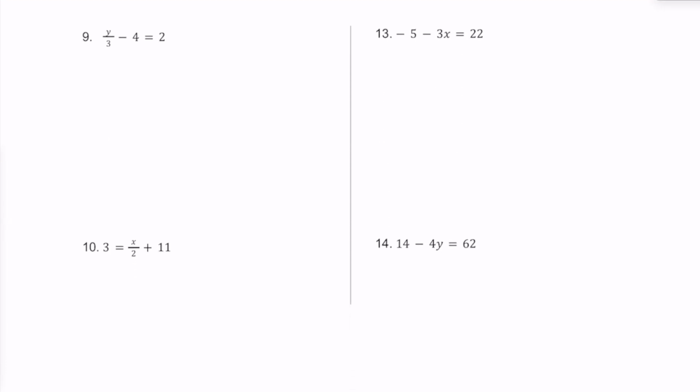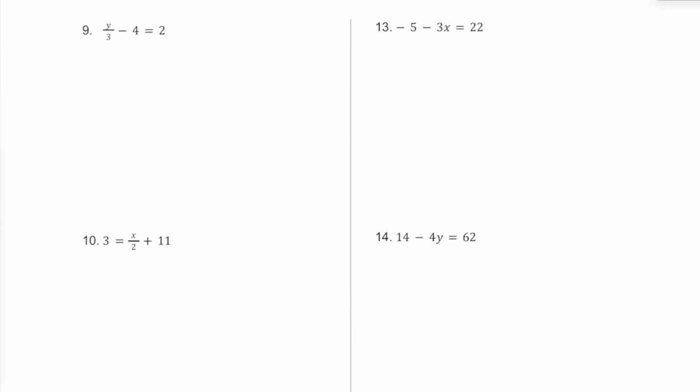Here's number 9. In number 9, we have y divided by 3 minus 4 is equal to 2. All right, first things first, let's take care of the subtraction. So instead of this minus 4, we can get rid of it by adding 4. So let's do that on both sides of the equation. That way we are isolating y. And so if we do that on the left side, we're just going to have y over 3, and the minus 4 plus 4 becomes 0. And on the right side, 2 plus 4 is going to equal 6.